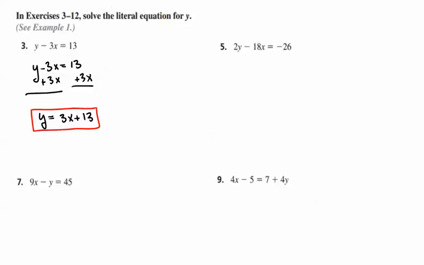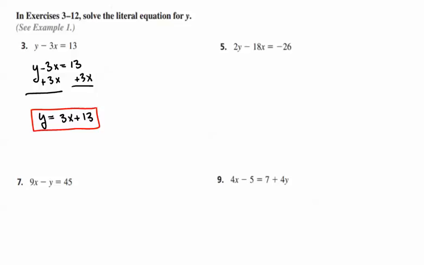Just a note, 3x plus 13 does not equal 16. It does not equal 16x. You can't add the 13 and the 3x because these are not like terms. So the most we can do is say it's 3x plus 13 or 13 plus 3x.